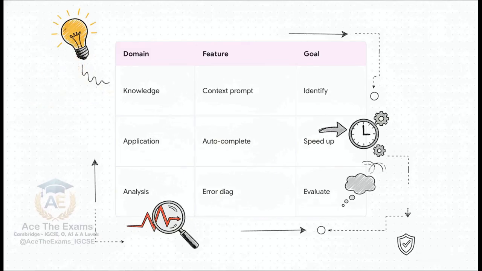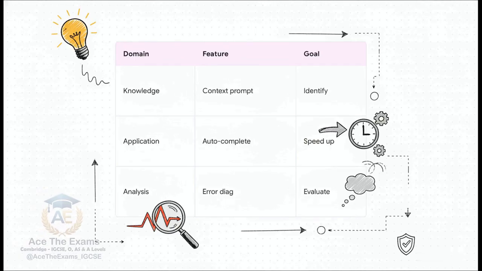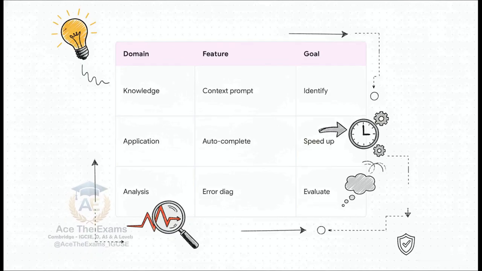The second domain is application. This is demonstrating how a developer actually uses a feature like autocomplete in real time to speed up their data structure selection. But the third and highest domain is analysis. This is where the big marks live. This is where you evaluate why real-time error diagnostics are absolutely vital for rigorous testing and efficient code implementation. Let's do a quick mental workshop.